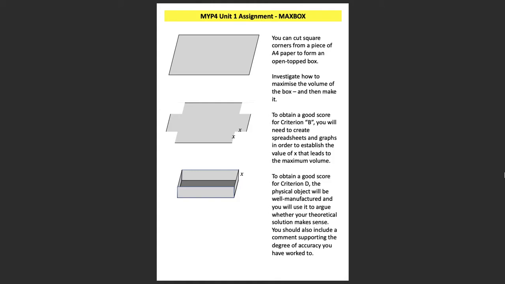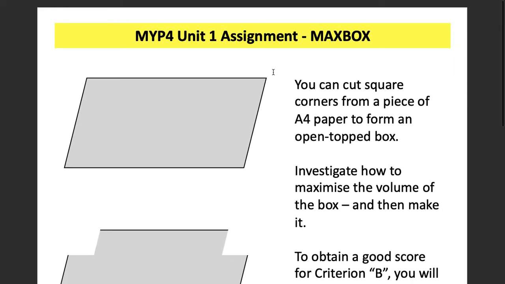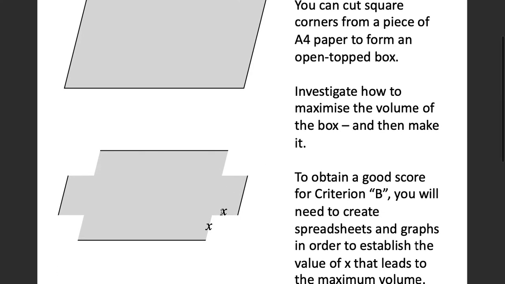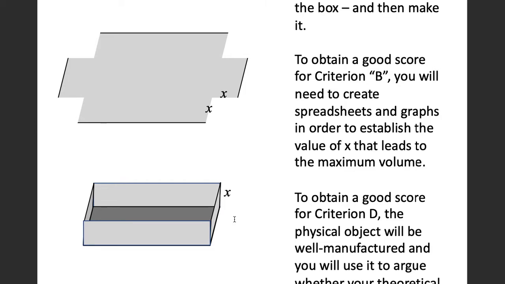So this is a little video for MYP4 just to explain or introduce the summative task Maxbox. You start off with a piece of A4 paper and you can look up the dimensions of that, and you cut square corners from it, little squares on each corner, length X, whatever that might be, to form an open top box. So X could be that you clip off 3 centimeters from each corner, or 5 centimeters, or whatever, and then you fold them up and it makes this box.